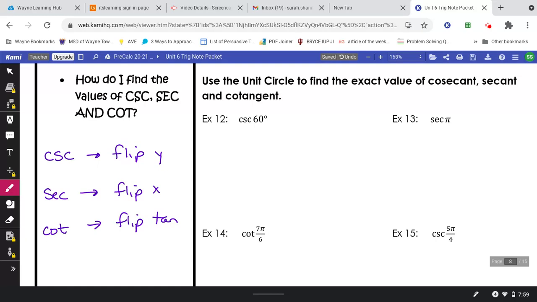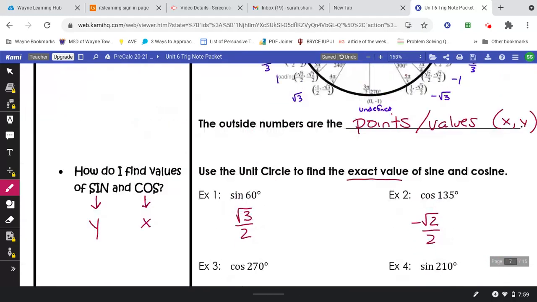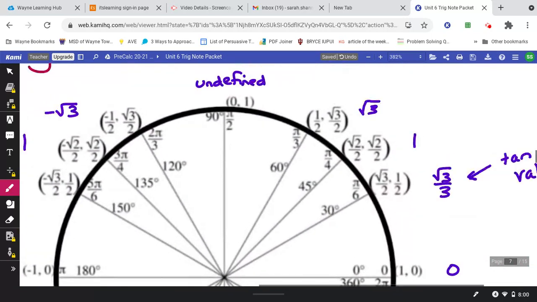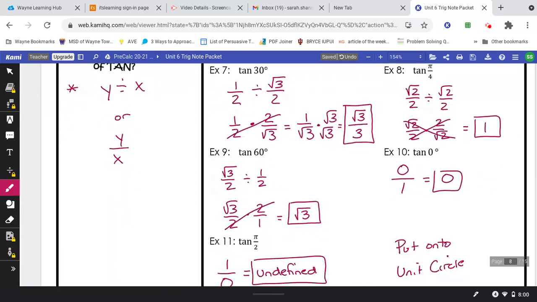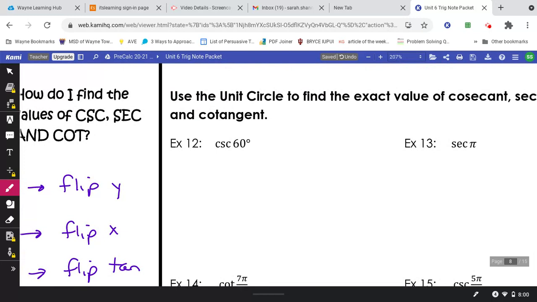Cosecant of 60 degrees. I'm going to go to 60 degrees, find the y value, and flip it. When I flip it, I get 2 over the square root of 3. Go back to my problem. 2 over the square root of 3. Now I just have to rationalize the denominator by multiplying by radical 3 over radical 3, which gets me to 2 radical 3 over 3.